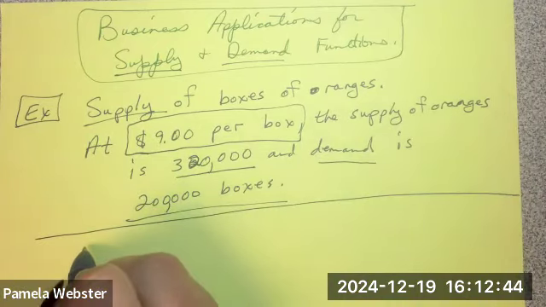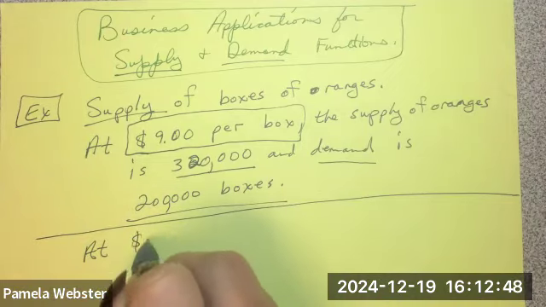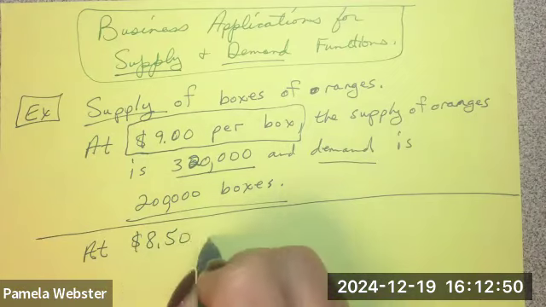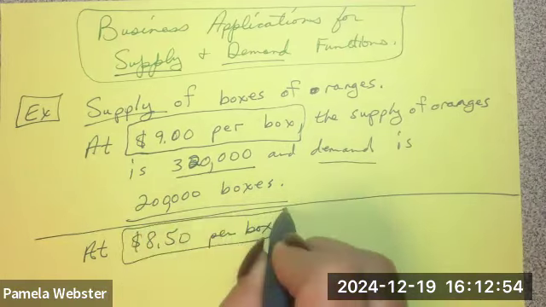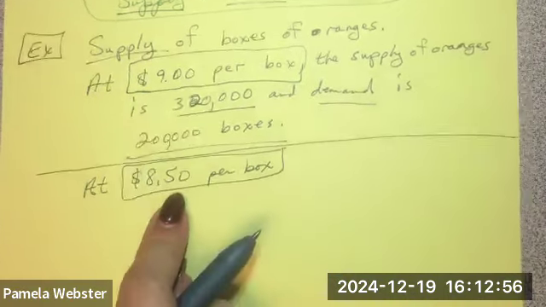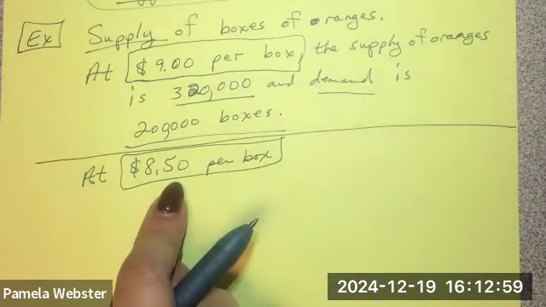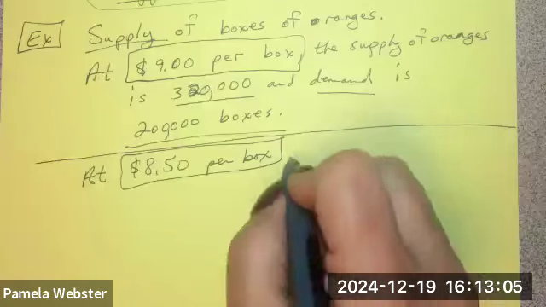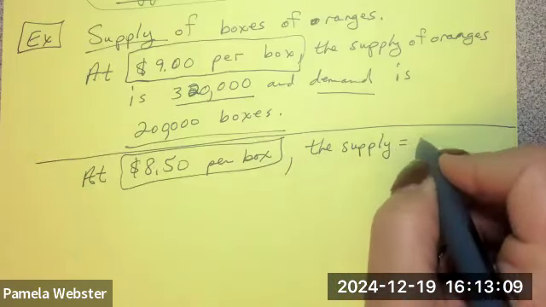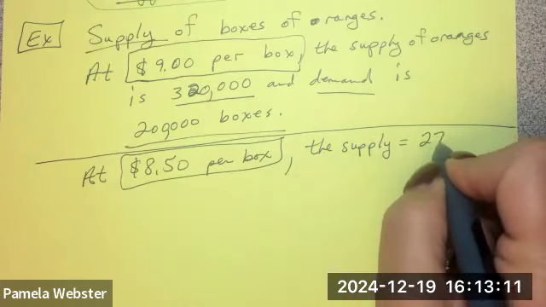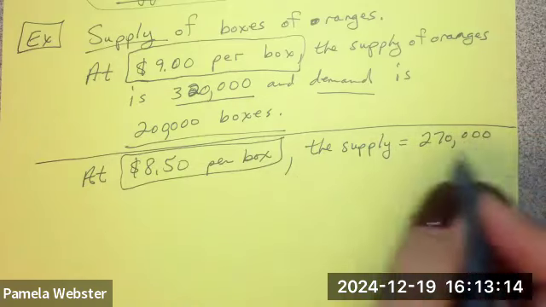So that's one thing. The other piece of information that we got from the marketing office was that at $8.50 per box, and again, they've done some surveys or something like that. So basically, they said, well, what if we drop the price? At $8.50 per box of oranges, still oranges, the supply, I'm going to use some of my shorthand here, the supply is 270,000 boxes.